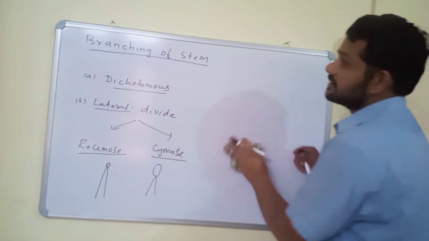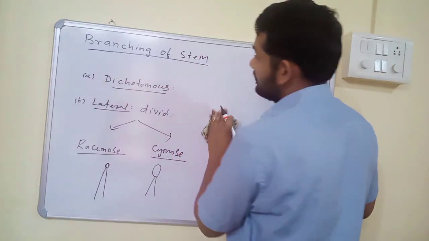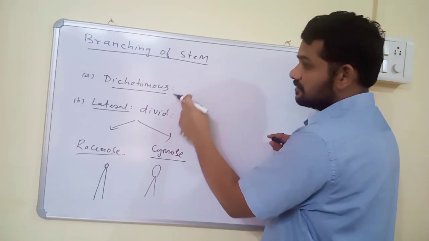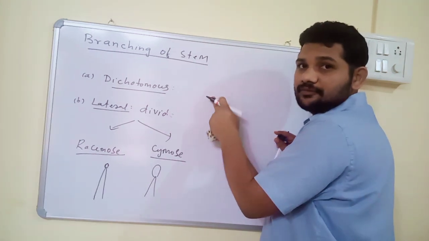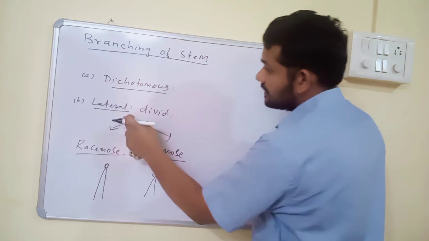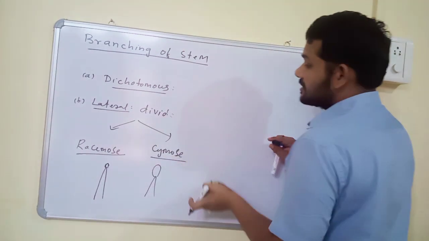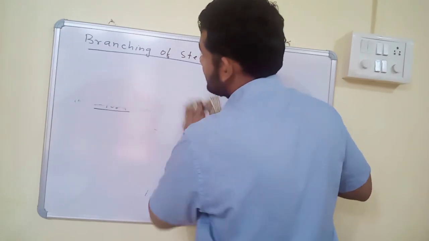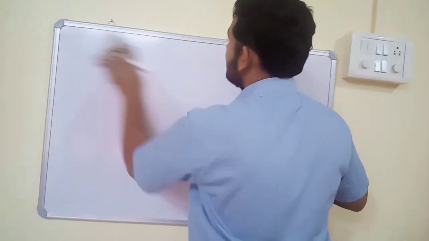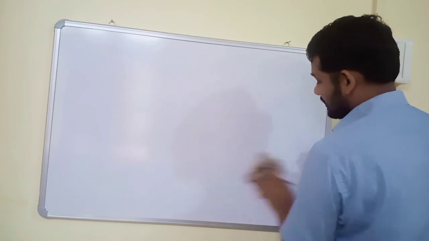So these are the various types of branches in stem. Branches are usually of two types, dichotomous and lateral. In dichotomous, the main stem bifurcates at the growing point. In lateral branches, the main stem does not bifurcate at the growing point. So these are the various branches we can find in the case of stem.